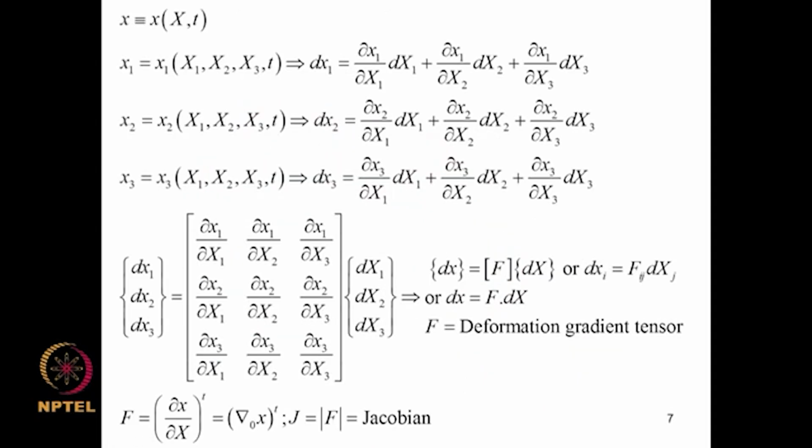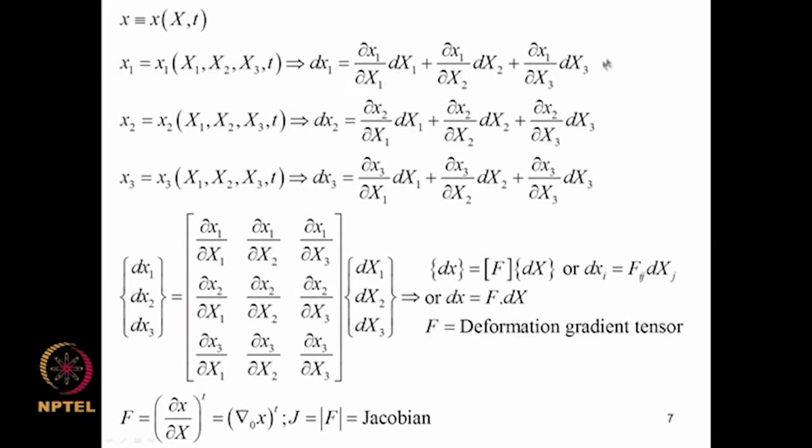Now, the position vector in the current configuration is a function of the position in the original configuration, and I can write x1, x2, x3 in longhand in this form, and from this I deduce dx1 is dou x1 by dou X1 into dX1 etc., that is shown here.